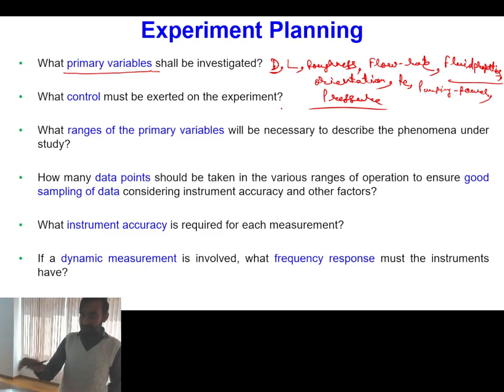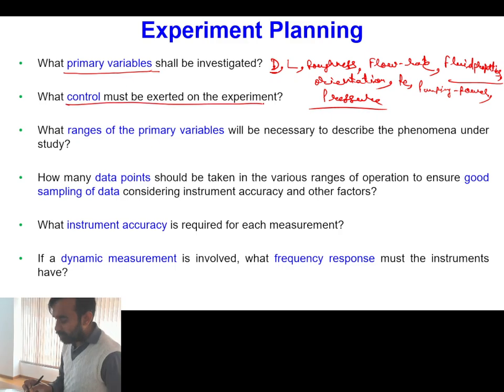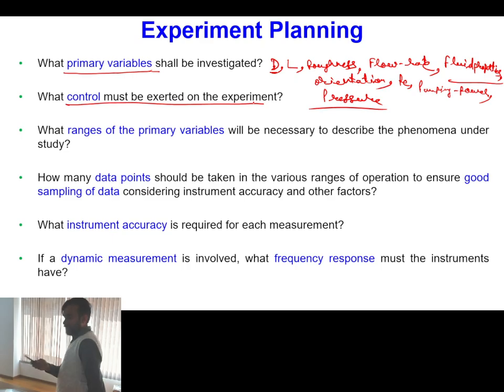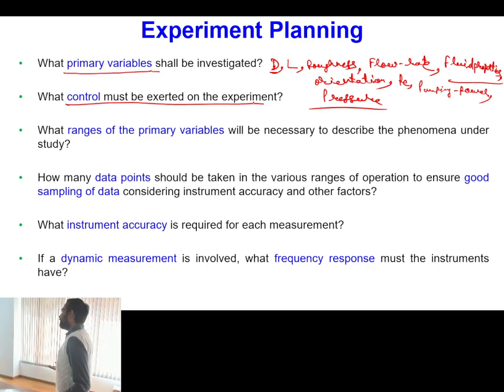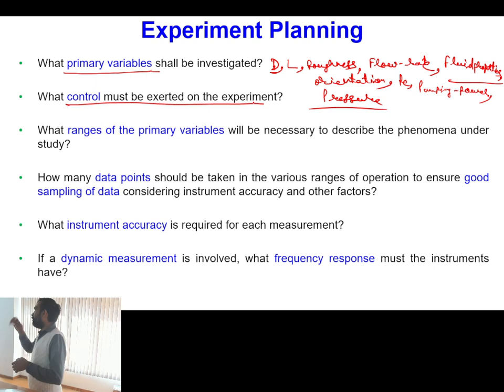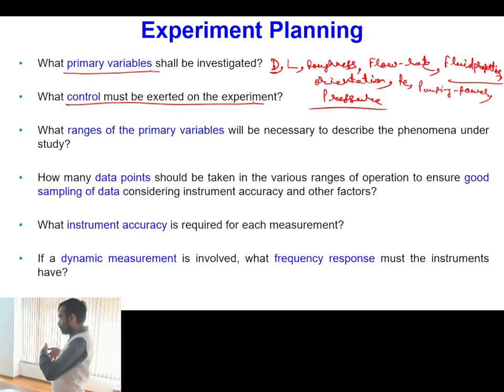Once you have decided these primary variables, then you have to decide what control must be exerted on the experiment. What is the meaning of this? Whenever you are using this experimental facility, you cannot randomly go and say you have taken a 1 kilometer long pipeline. It is not possible. So you have to decide what should be the length of the pipeline. Then it is also not possible that you can take excessively high value of flow rate. Of course, your flow rate and pump capacity should meet.